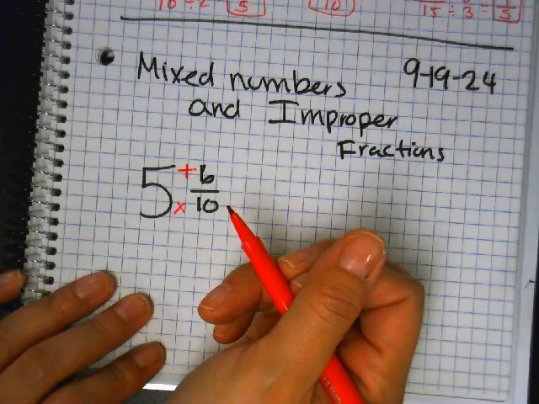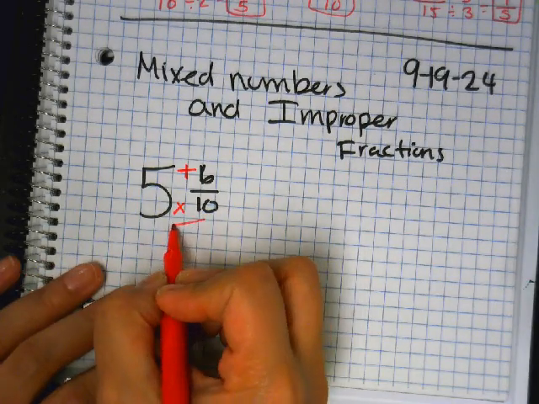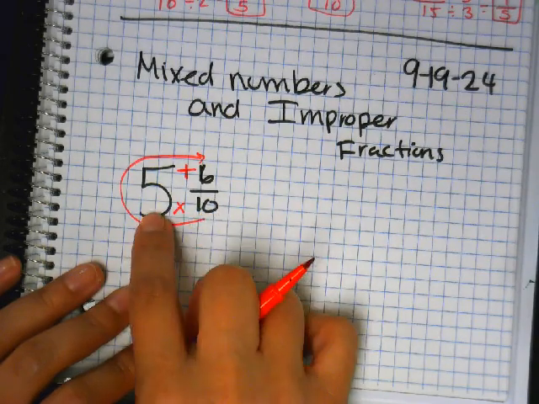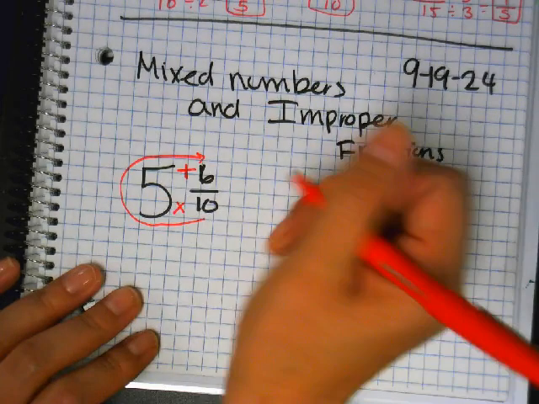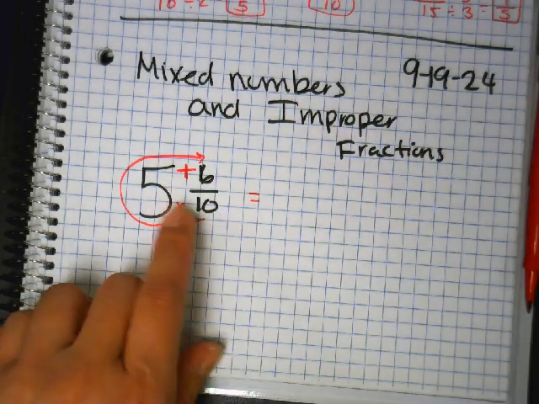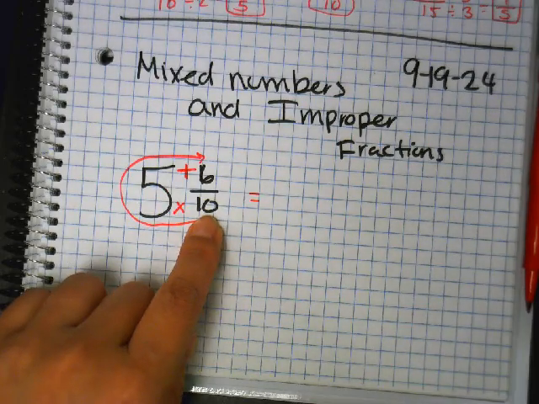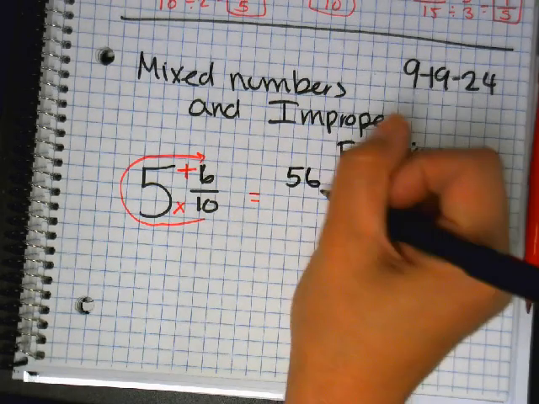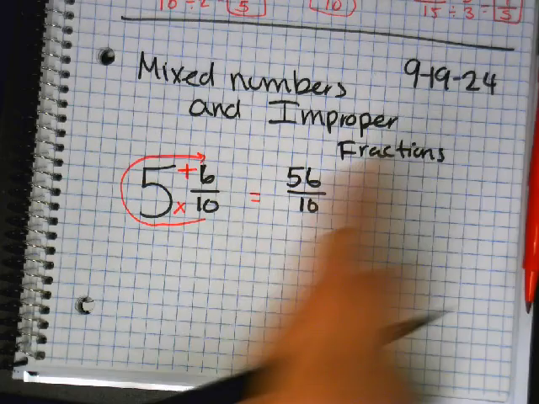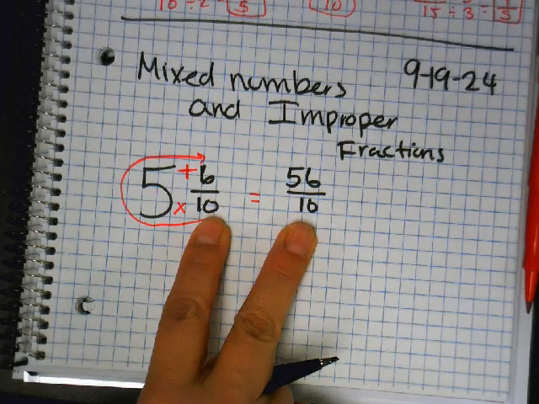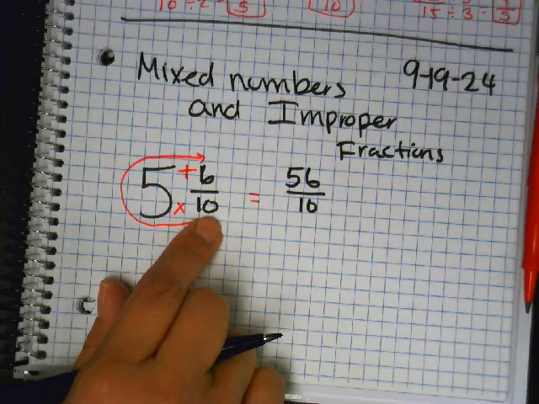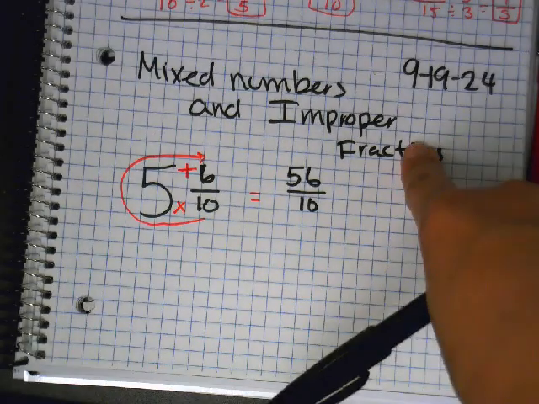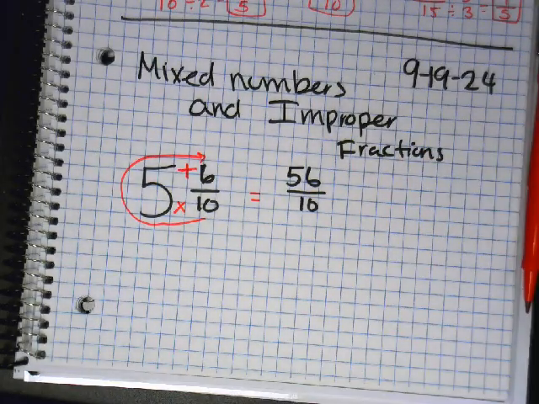My teacher, when she taught me this, would make us do a backwards C. So you go from the bottom, 10 times 5, and then she would make us add the 6 to our answer. All right, so what's 5 times 10? 50. And then that answer of 50, you add 6 to it. 56. So it would be 56 over 10. We keep the same bottom number. We multiply 5 times 10 and add 6. That's how you turn a mixed number into an improper fraction. And we're going to need that next week when we multiply and divide fractions.